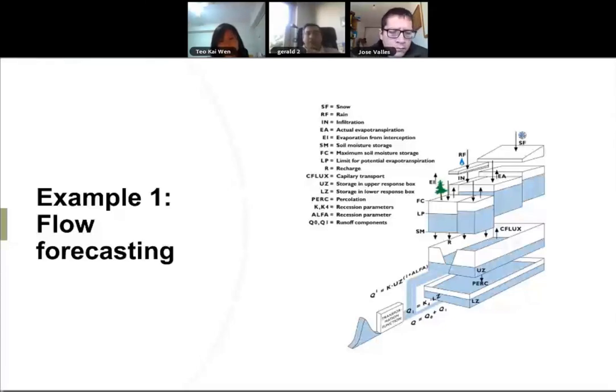The first one is flow forecasting. I mentioned it before. If someone wants to make a flow forecast with physics, you could go with a very complex physically based model. Most of the time, flow forecasting systems work with conceptual simplified representations, even statistical representations. And this is one conceptual model. Although it's one of the simplest models, it has many, many parameters.